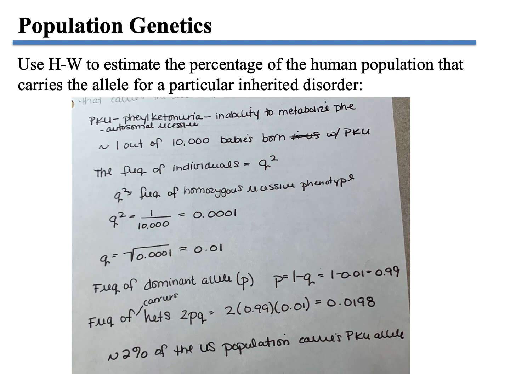So how do we calculate the frequency of carriers? That is the frequency of heterozygous individuals in the population, which would then be 2pq. Since we've already calculated p and q, we can simply plug in those numbers to calculate 2pq, which is 0.0198. Approximately 2% of the U.S. population, therefore, carries the PKU allele.